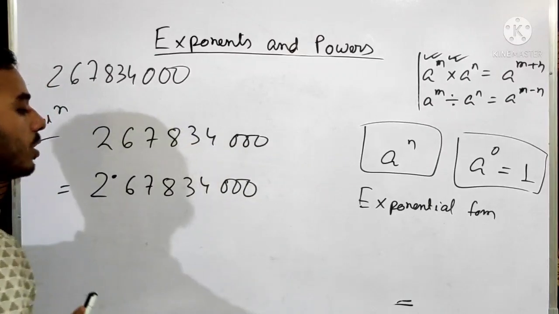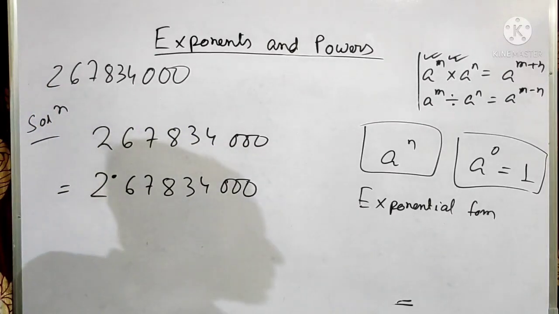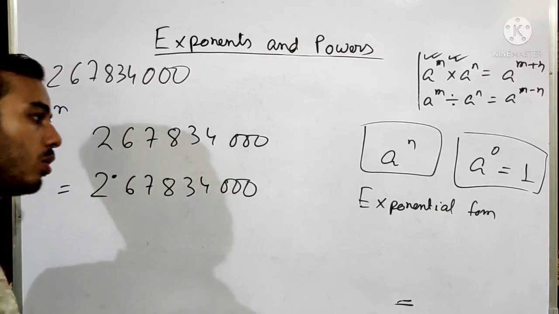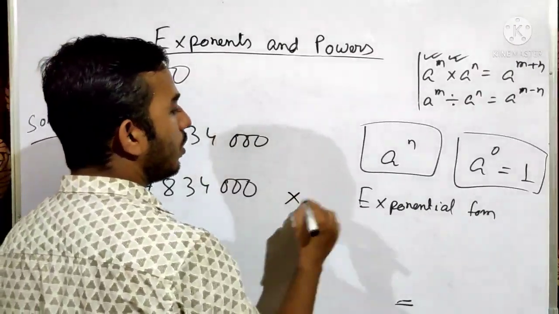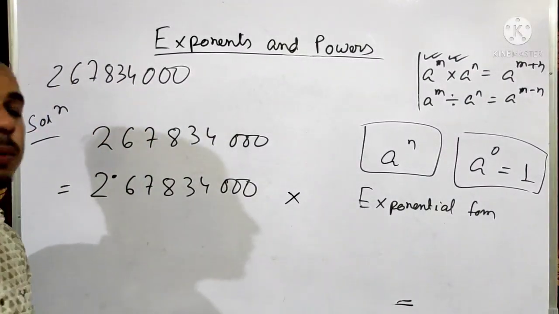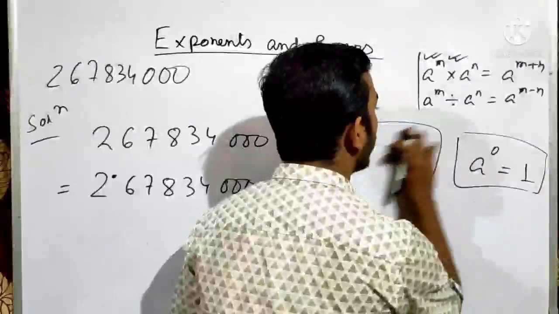But this number is 2.6783400, less than 3. So this value got changed, isn't it? So, not to change the value, we have to multiply the number with a given number, isn't it? So with which number will we multiply?